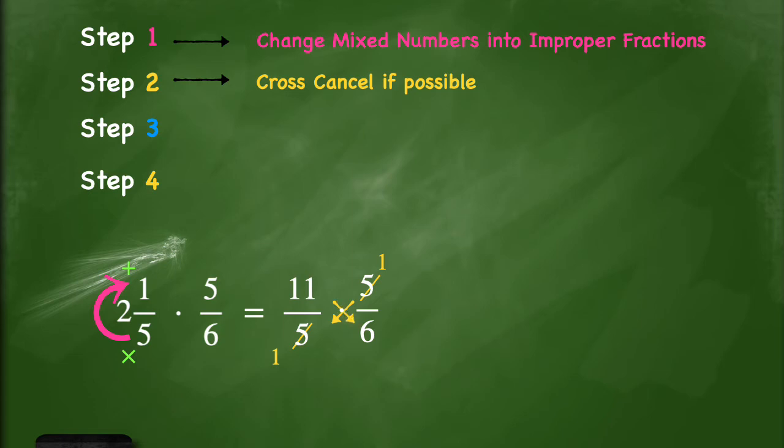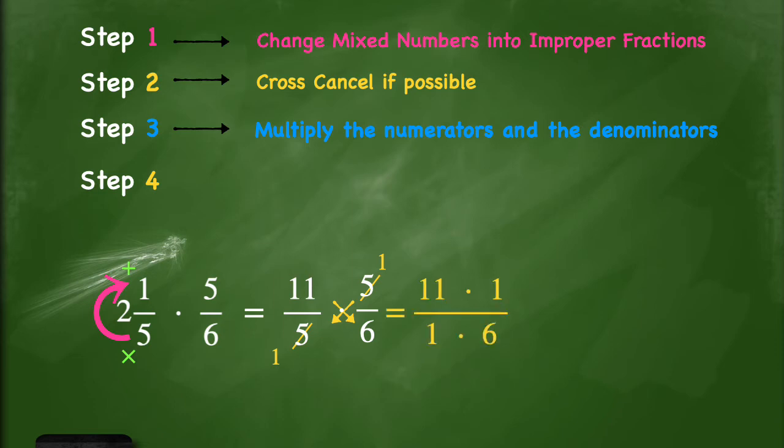Now when I take a look at 11 and 6, I can see that they don't share any common factors, so I will not be able to cross cancel there at all. So that allows me to go to step 3. Step 3 is where I'm going to multiply the numerators and the denominators. And I have to be careful because I was able to cancel out those two 5s, that when I'm multiplying my numerators and my denominators, I'm not multiplying 11 times 5 in my numerator, I'm multiplying 11 times 1. And in my denominator, I'm not multiplying 5 times 6, I'm multiplying 1 times 6.